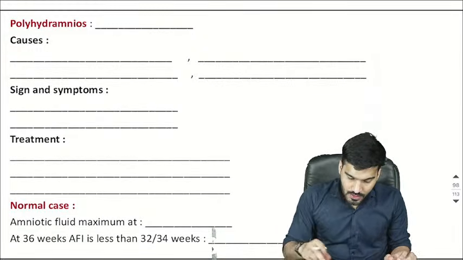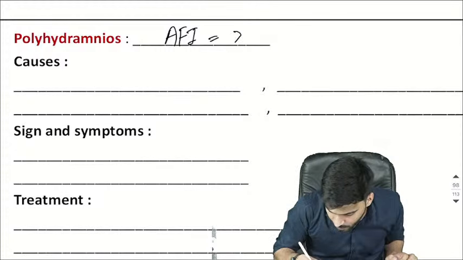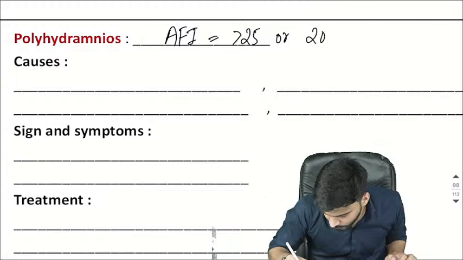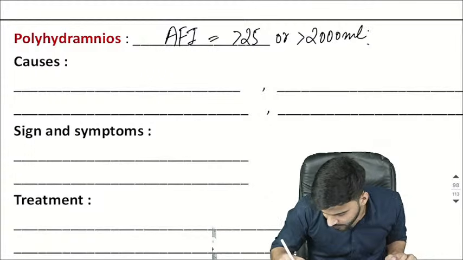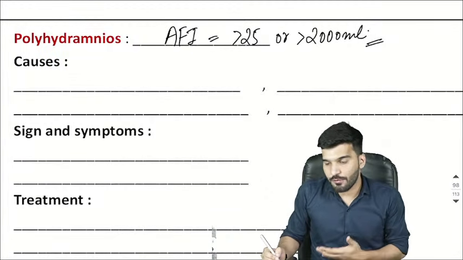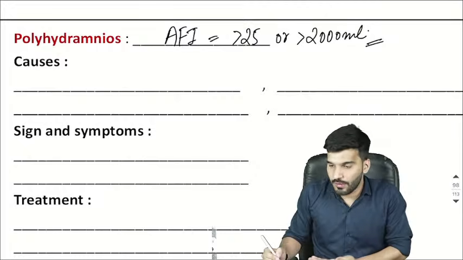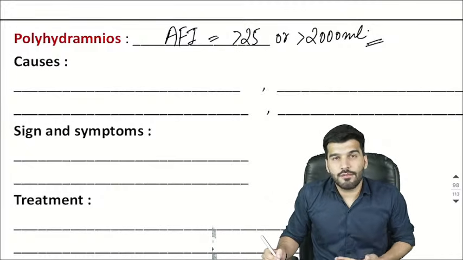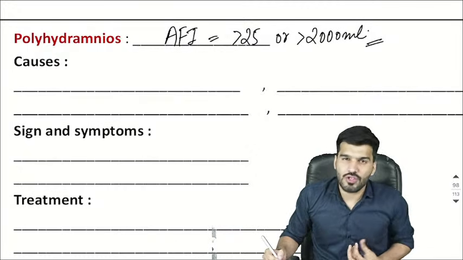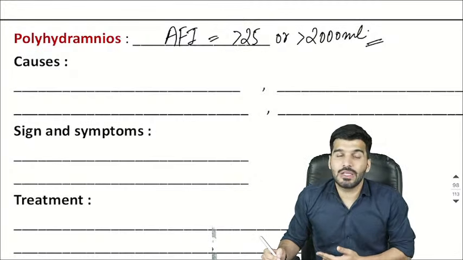In polyhydramnios, the AFI, the amniotic fluid index, is equal to or more than 25, or the volume is more than 2000 ml. Now, what are the causes for this polyhydramnios? First of all, if there is a twin pregnancy, more urine, more amniotic fluid. Second, if there are congenital GI anomalies, like duodenal atresia, esophageal atresia, cleft lip, cleft palate, gastroschisis, they are all related to polyhydramnios.